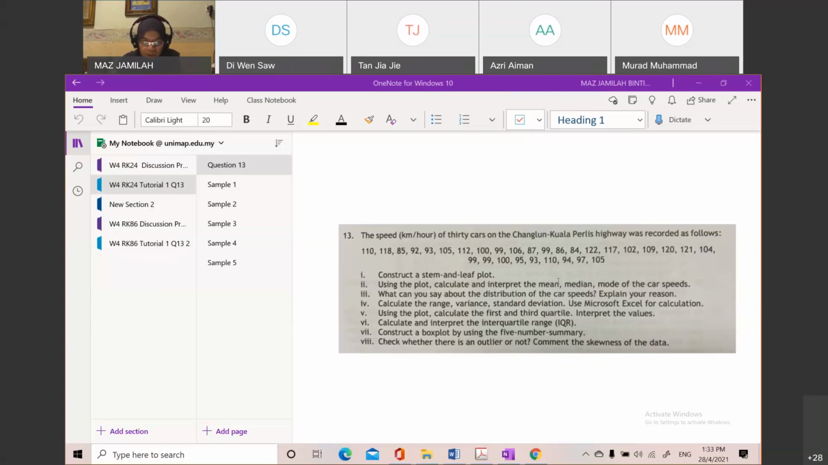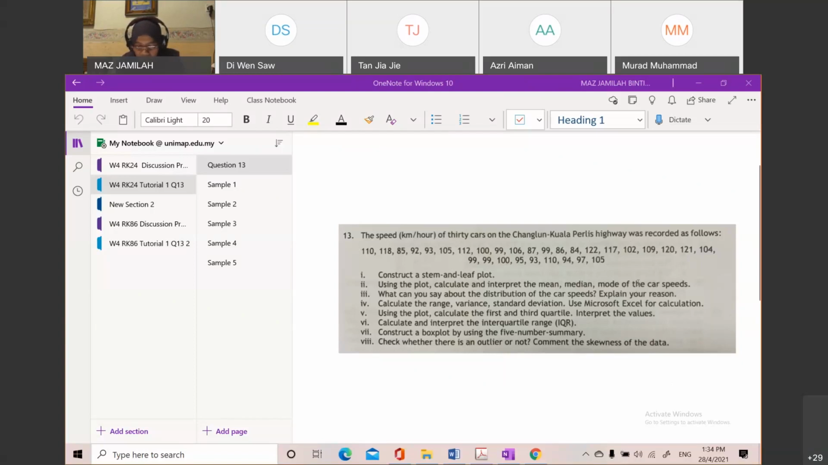That will include the discussion from the beginning, early in the semester, right after what you have done through the video. Now the question is: the speed in kilometers per hour of 30 cars on the Changlun Kuala Perlis highway was recorded as follows. So you have this data. You have 30 data, and this is what we call first-hand data. We can see obviously that this data is not organized in table form or any form. So this is what we call raw data.